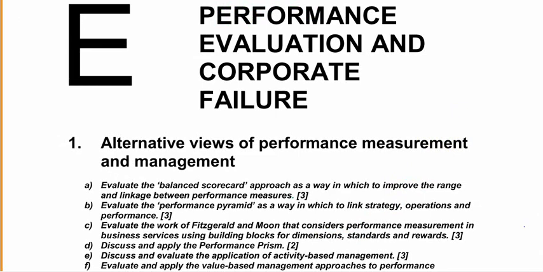In this session, we're going to take our first look at syllabus section E, which is performance evaluation and corporate failure. A couple of main areas in this particular section of the syllabus that we look at. We'll start off in this session looking at a few of the models which are used as a framework for assessing performance. Things like Balanced Scorecard, the performance pyramid, building block model of Fitzgerald and Moon, and the performance prism.